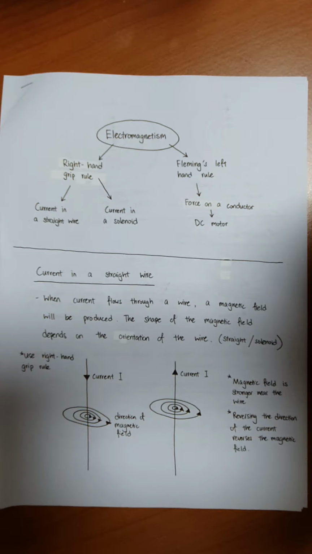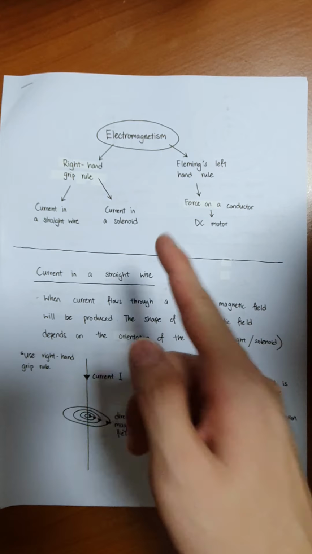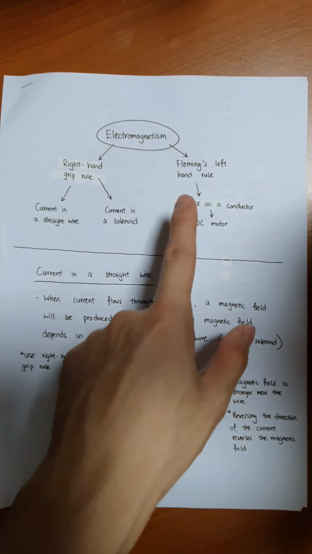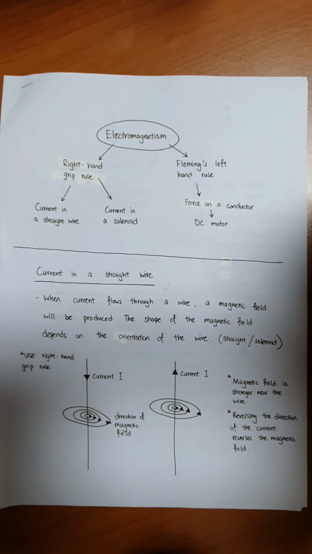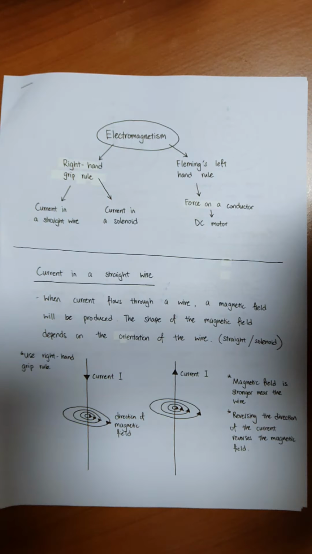Okay, so electromagnetism is broken down into two different hand gestures mainly. You have your right hand grip rule, which is something like that, and I've taught this in magnetism already. And we would have something new, which is Fleming's left hand rule. So it's something like that. So it's like a physics gang sign.